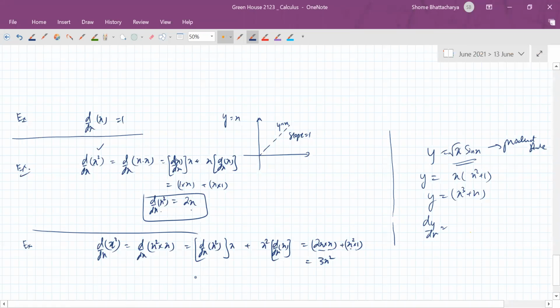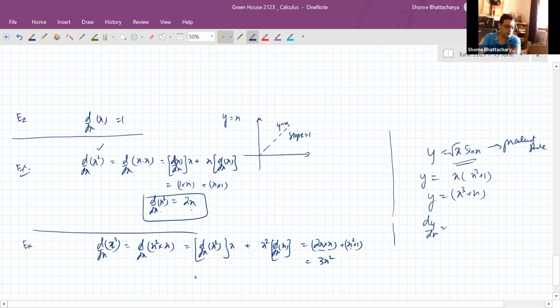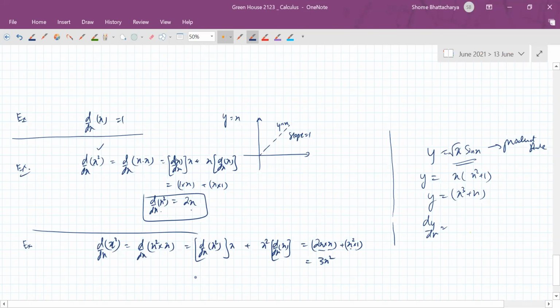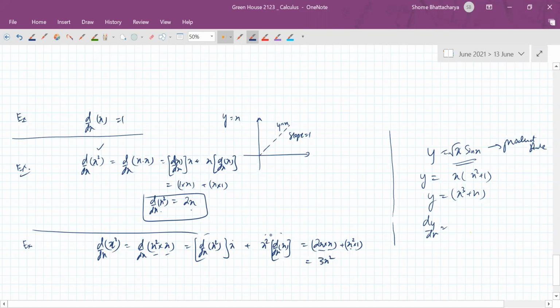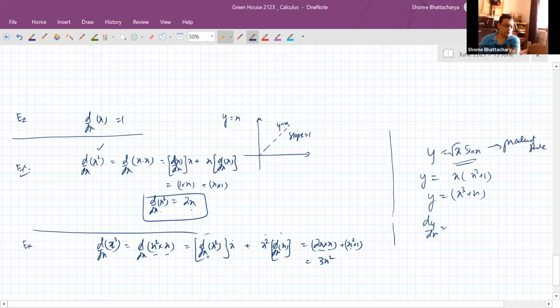I'm not able to understand the second step, sir. Which second step, beta? In which one? That d by dx of x square into x. So this is the product rule, beta. Differentiation of one function into another is differentiation of first function into second plus second function into differentiation of first. Understood? Okay, and after that, sir, what have you done? After that, you have done that 2x, that is the formula. Differentiation of x square is 2x. We just proved that above, right?